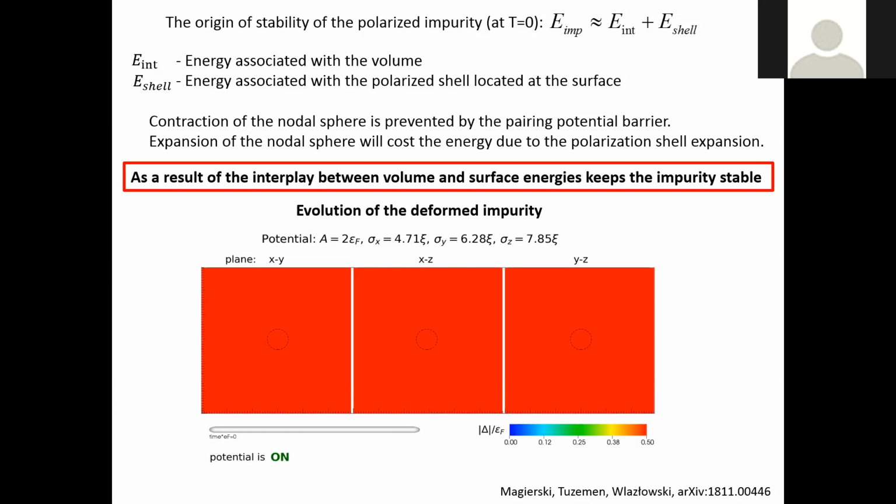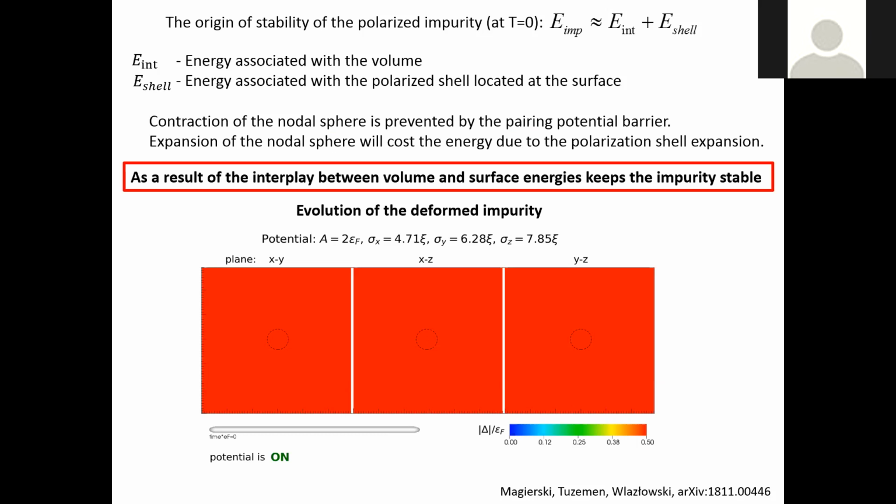And on the other hand, the impurity cannot expand like in a 1D system. So although the nodal points are repelling each other, it cannot expand because it would mean the expansion of the polarization region, which costs energy. And due to the interplay of these two effects, it looks like the impurity is pretty stable in our simulation.